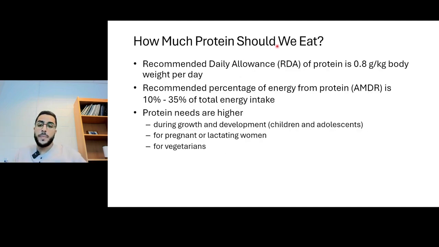How much protein should we eat? So the RDA for proteins is 0.8 grams per kilogram of body weight when you are maintaining your weight. If you are working out, for example, it can go up to 2 grams per kilogram of protein. And the recommended AMDR is 10 to 35% of total energy intake. Obviously, if you have a different condition, for example, a pregnant or lactating woman, they need higher amounts of protein. During growth, you need higher amounts of protein. Vegetarians need higher amounts of protein because their food most of the time lacks proper protein levels.